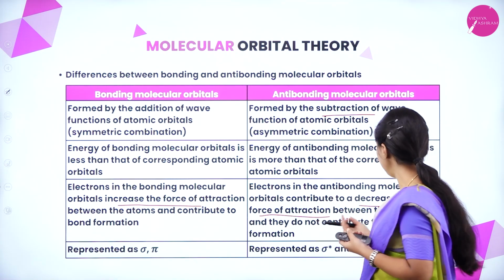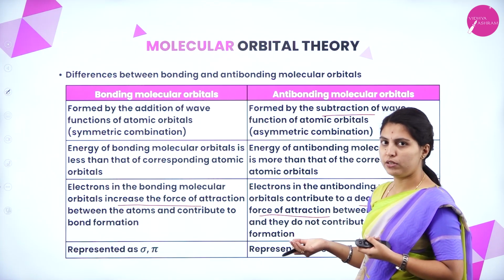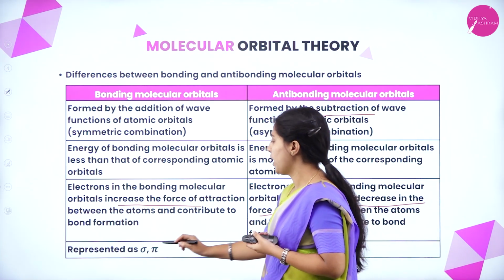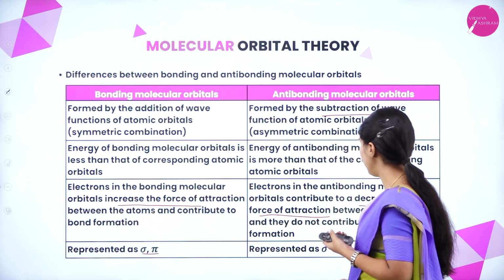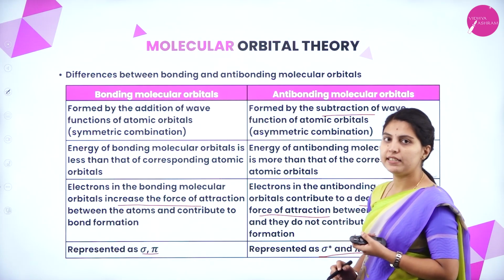Electrons in anti-bonding orbitals do not contribute to bond formation. These are represented as sigma and pi; for anti-bonding it will be sigma star and pi star.